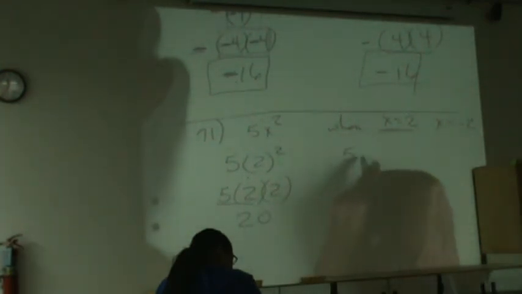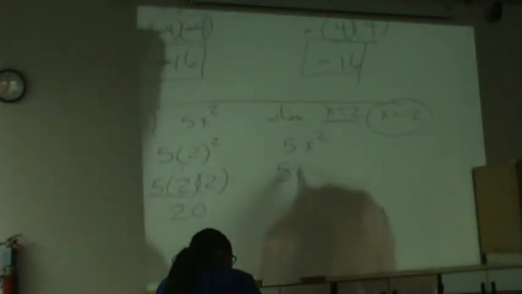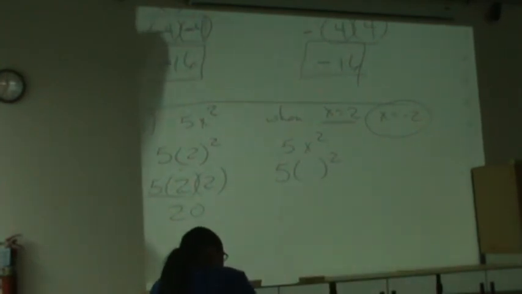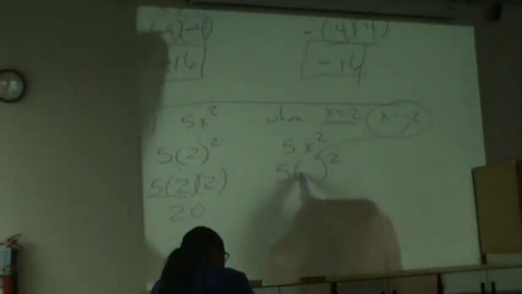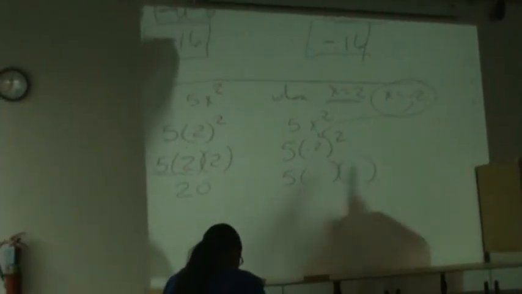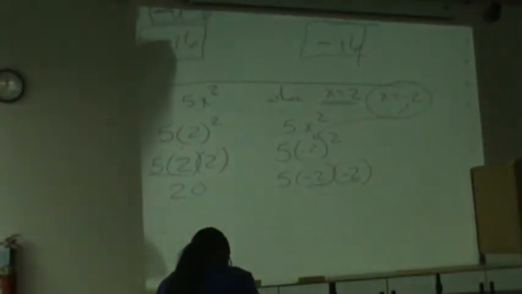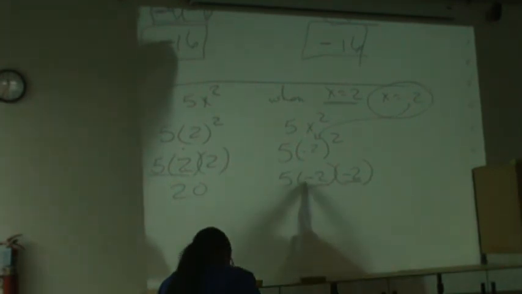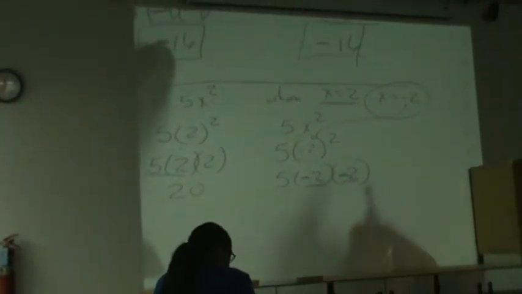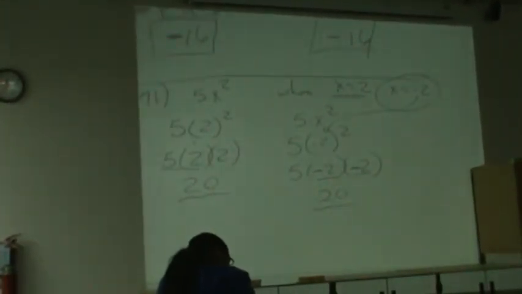Okay, now let's do the same problem, the 5x squared, for x is negative 2. So put parentheses where the x is, replace it with negative 2. This means 5, the negative 2 got squared, so it's times itself. Is this going to be a positive or negative answer? It's an even amount, so it's positive. If it was an odd amount, it would be negative. Two negatives make a positive, so you have the same answer twice. Okay?